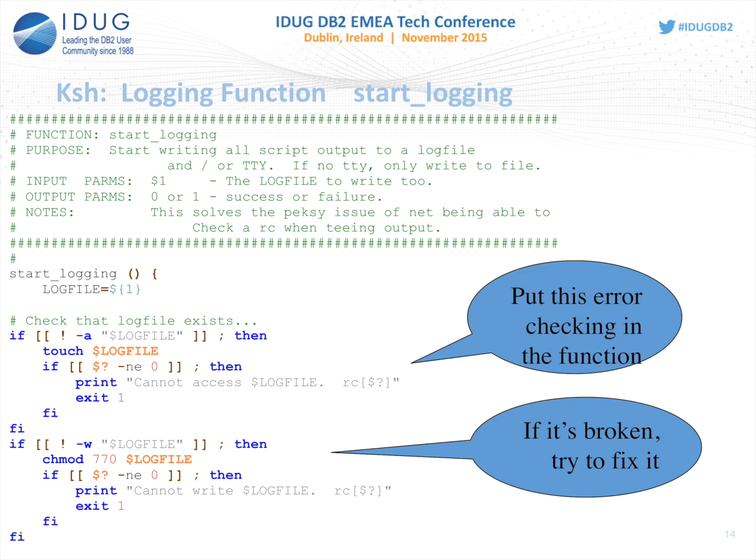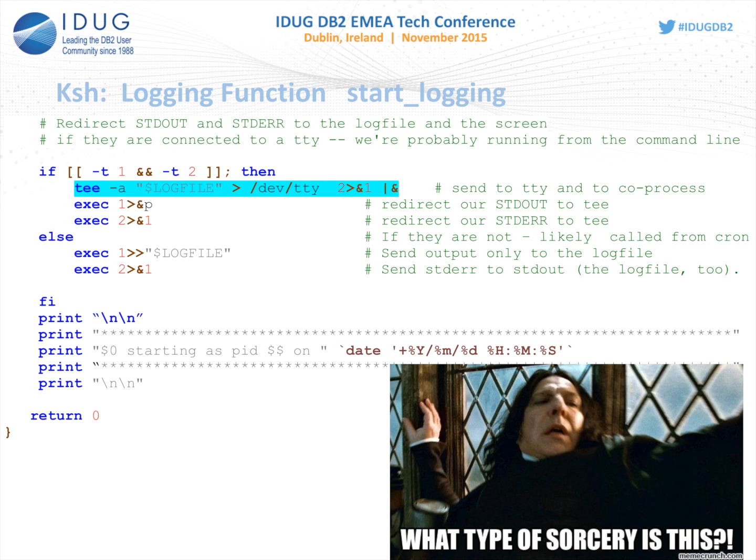And this is the coolest thing that I've ever figured out how to do in Korn shell. It uses a coprocess, and what it does is this says if either standard error or standard out is connected to a TTY, then tee the output into the log file and shoot it out to the TTY, and then send standard error to standard out and pump it all through a coprocess. It's a little hard to figure out what that's actually doing, but it works.